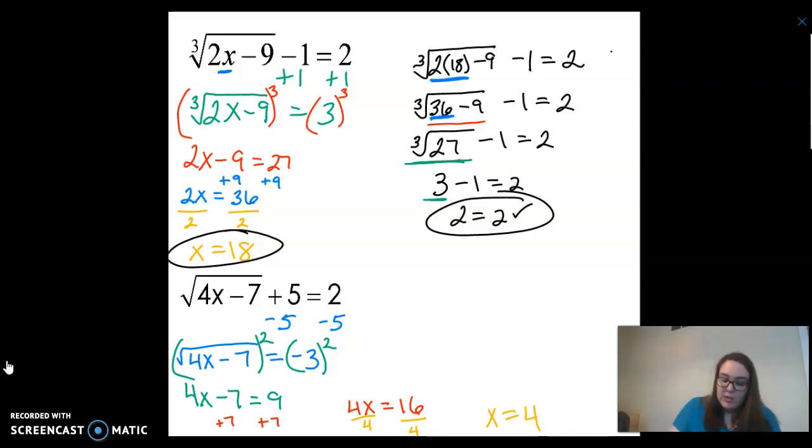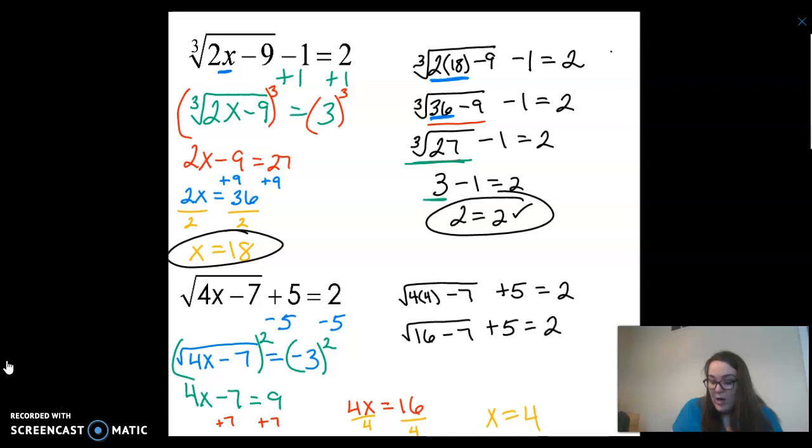So when I input this in to check here, the square root of 4 times x, so 4 minus 7, then add 5 equals 2. Okay, square root of 4 times 4 in there, so 16. Remember, I'm simplifying. I am not going to resolve the equation. I am simplifying. 16 minus 7 is 9, so square root of 9 plus 5, will it equal 2?